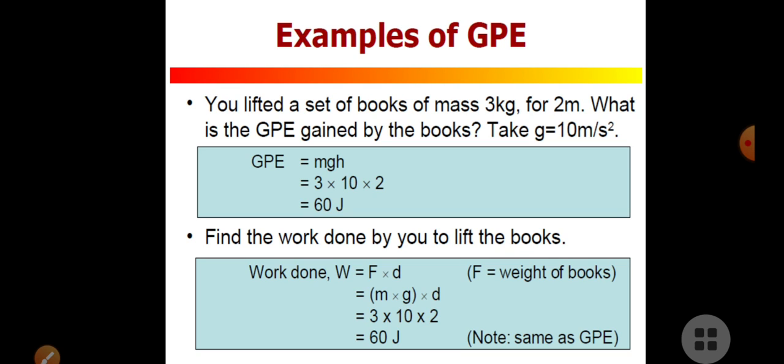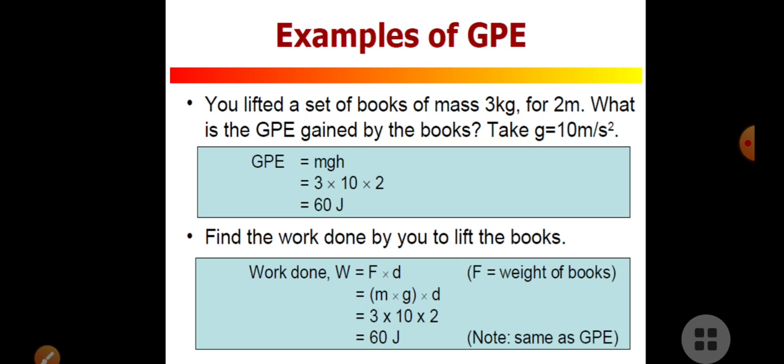Now, examples of gravitational potential energy. You lifted a set of books of mass 3 kg to a 2 meter height. What is the gravitational potential energy gained by the books? Take g equal to 10. Now we have given, for simplicity, g equal to 10. Otherwise, if it is not given, then we have to take 9.8 meter per second square. So the gravitational potential energy formula is mgh. m is given, g is given, h is given. So directly multiplying, we will get the answer, that is 60 joule. So the energy possessed by these books in lifting will be 60 joule.